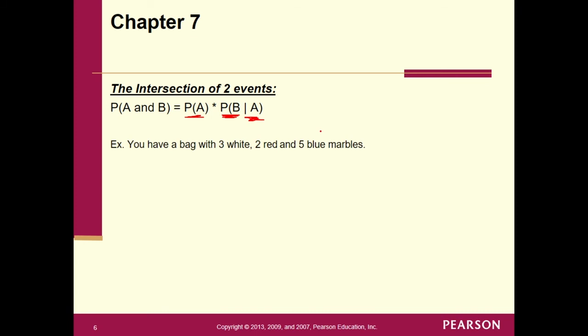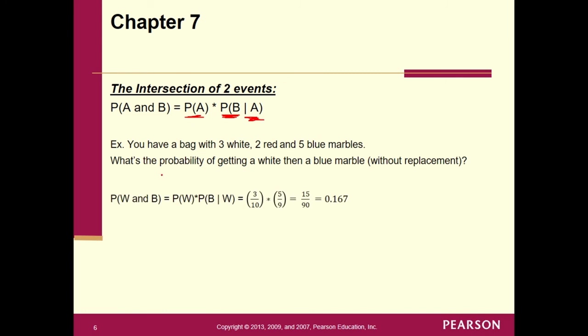So let's go back to our example. What's the probability of getting white, then a blue, without replacement? What I mean by without replacement is that when we select the first marble, it stays out of the bag. With replacement, we'd see what the marble is and throw it back in. Here, we're keeping it out. So the probability of W and B starts with the probability of white. How many white marbles do we have? We have 3 out of a total of 10, so 3 out of 10 for the probability of white.